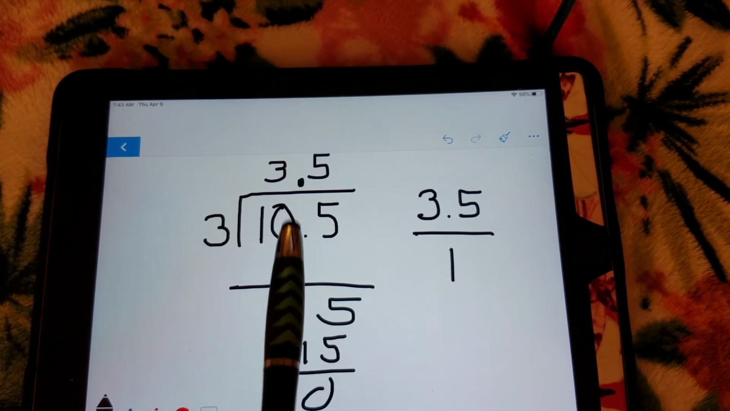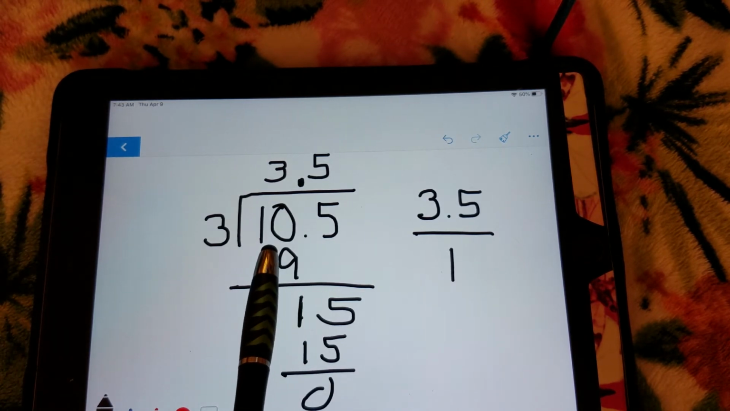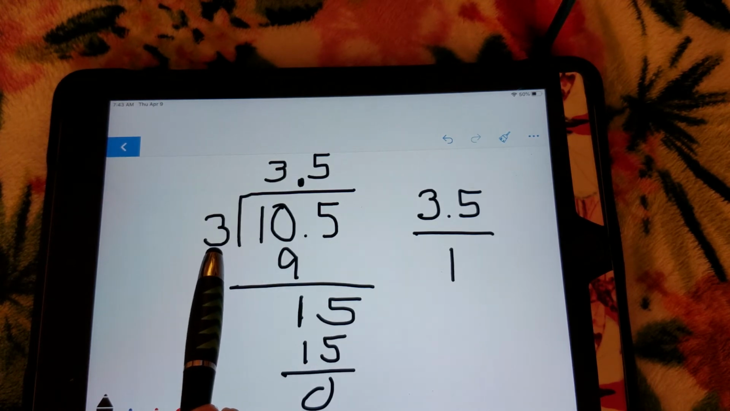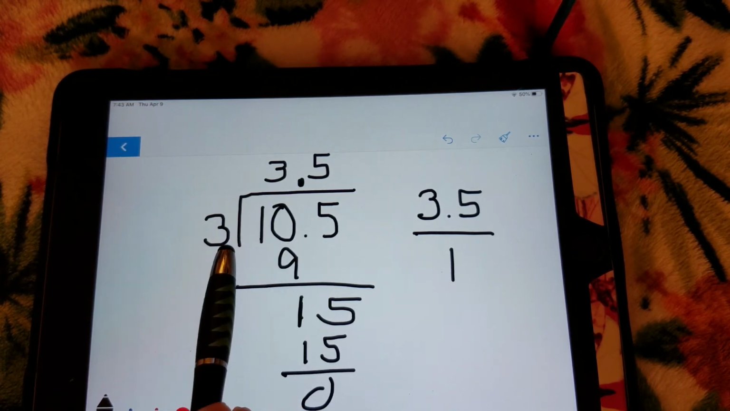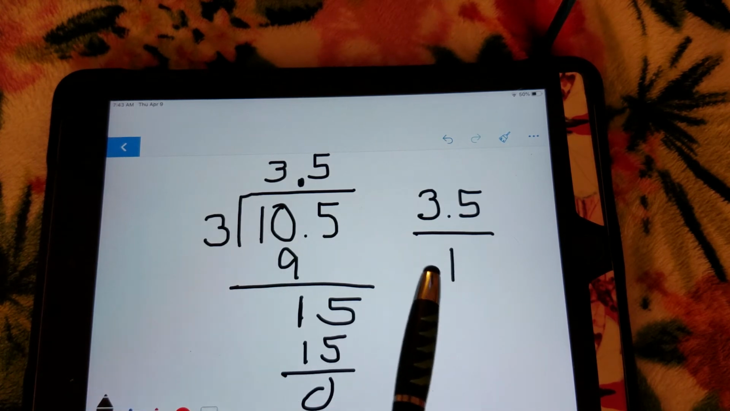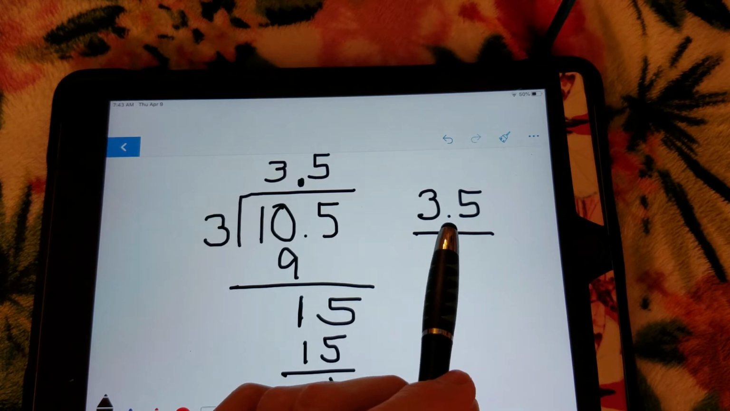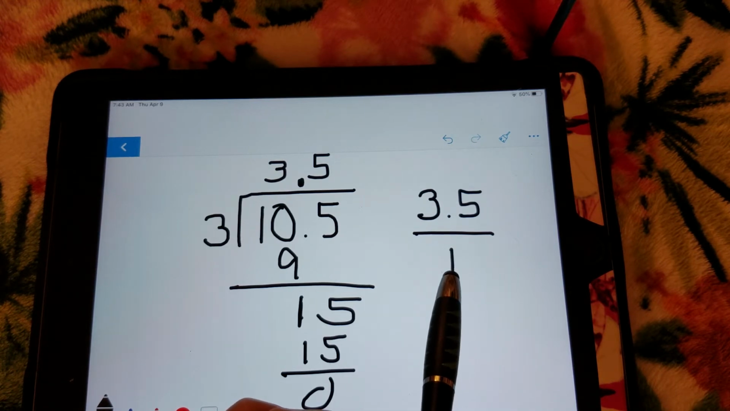Okay, the tortoise moves 10.5 inches in 3 seconds. So we're going to divide it out. 10.5 divided by 3 is 3.5. So, 3.5 inches for every 1 second, for every unit.